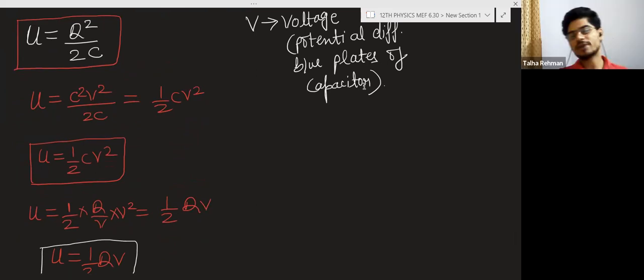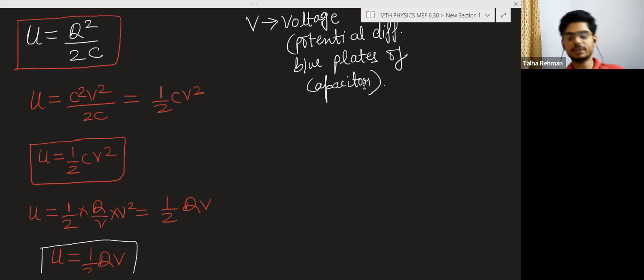So there are only formulas required. We will solve the numerical, then you will understand. Now from this year, the derivation is not in your syllabus. Actually, for calculating the electric field in between the plates of a capacitor, you should remember the formula.